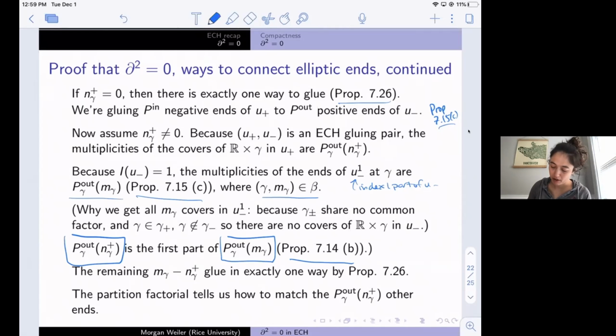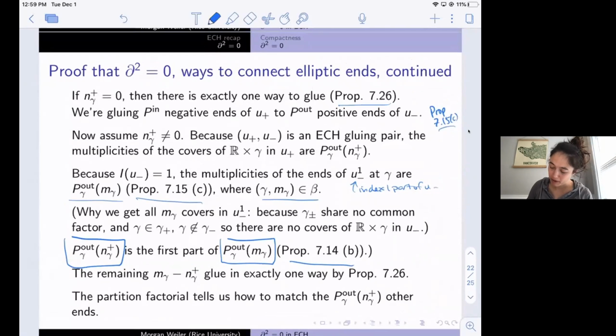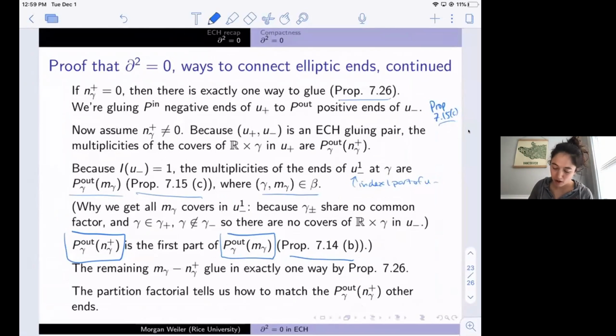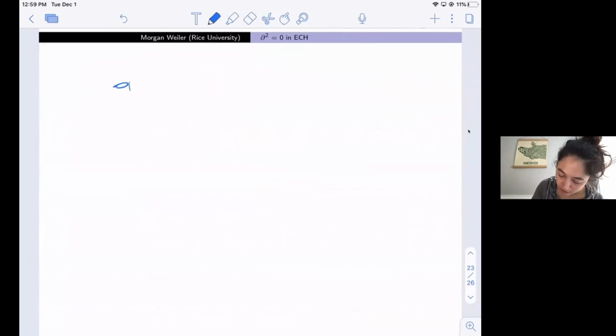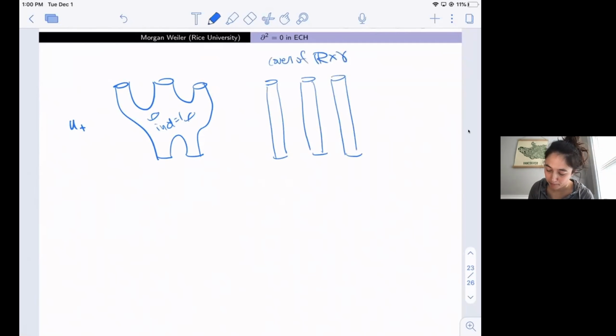But in any case, what's happening here, I'll scroll down, I didn't really give myself enough space to draw anything, so I'll add a page. What's happening is I have something here that's like this, my index equal to 1 part of U plus. And then I have some covers of R cross gamma for the same gamma. And then maybe this end is also on gamma, gamma, gamma.